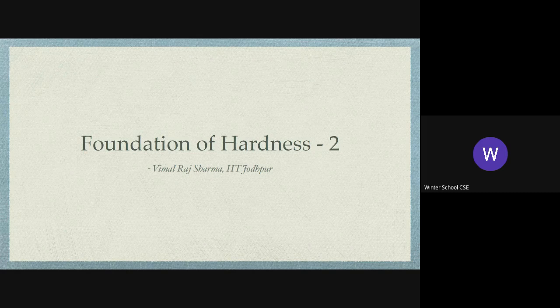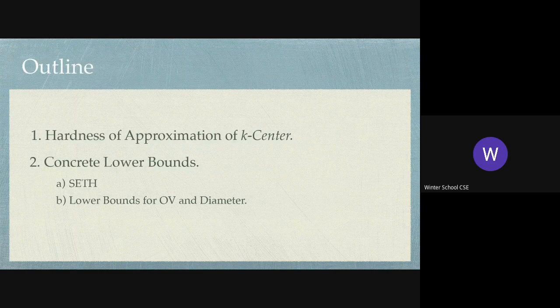Yeah, so I was saying that in the last lecture on hardness, we saw some results where we showed that some problems are not solvable in polynomial time if P is not equal to NP. So in this one also we'll see some hardness results, but they'll be different from what we did in the last class.